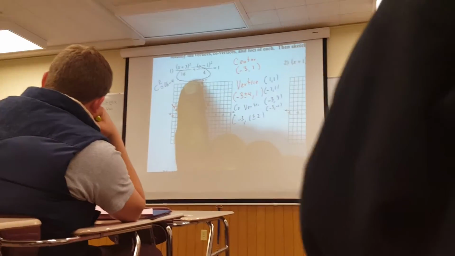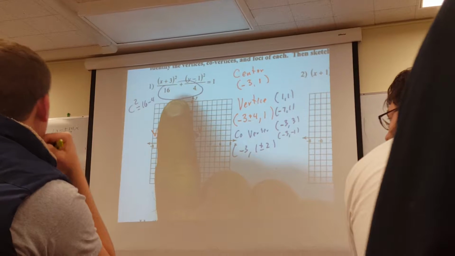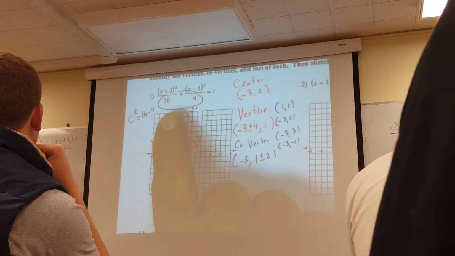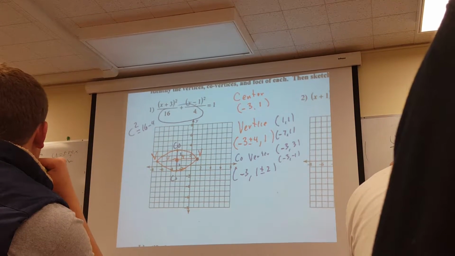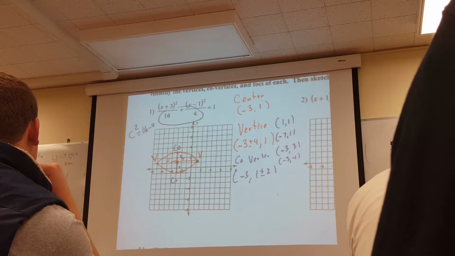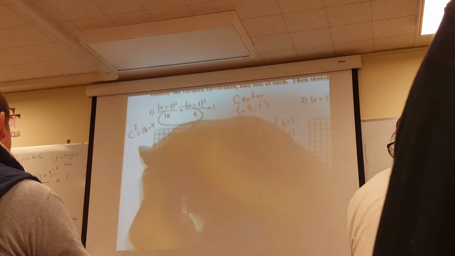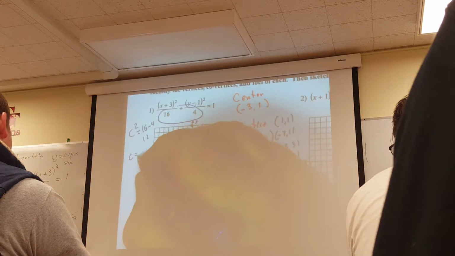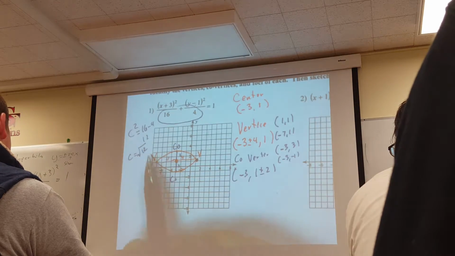In the hyperbola, you add, and in the ellipse, you subtract. I'm sorry, in the ellipse, you subtract. In the hyperbola, you add, okay? So c squared is 12, and c would be the square root of 12.